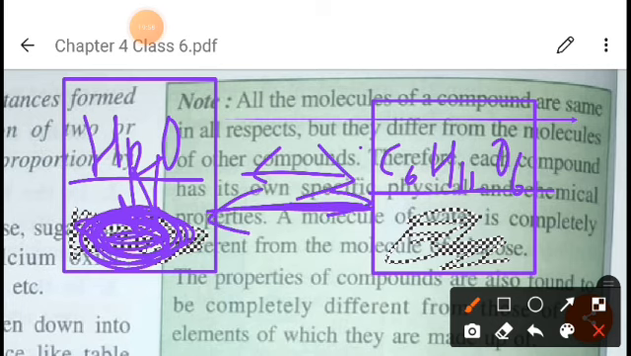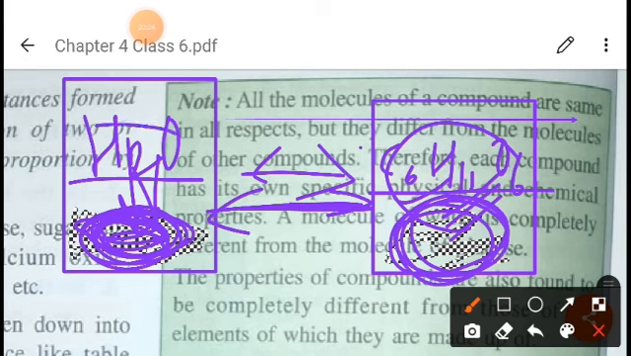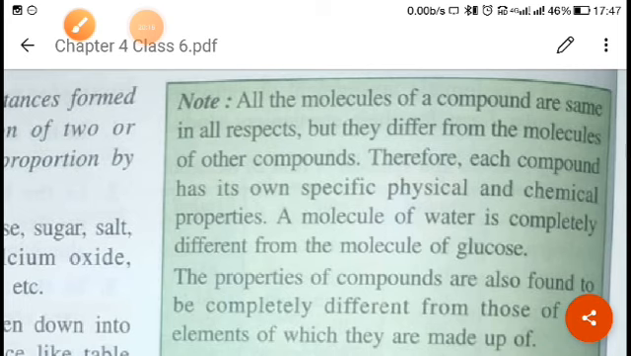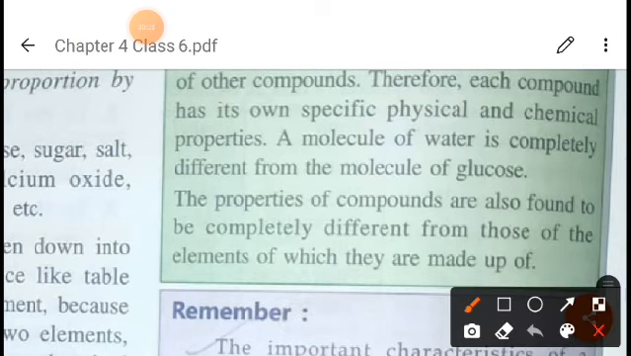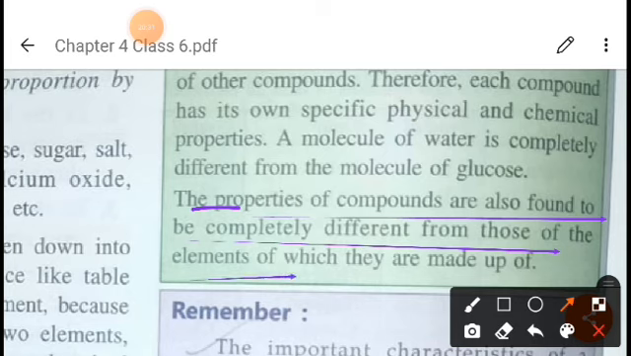I hope you are understanding this. Whatever glucose molecules are present here, all will be the same. And whatever water is present here, all will be the same, but it will not be the same as glucose, because water is a different thing and glucose is a different thing. I hope you have understood this. Now when we talk about the properties of a compound, they are also found to be completely different from those of the elements from which they are formed. Meaning, I will give one example.